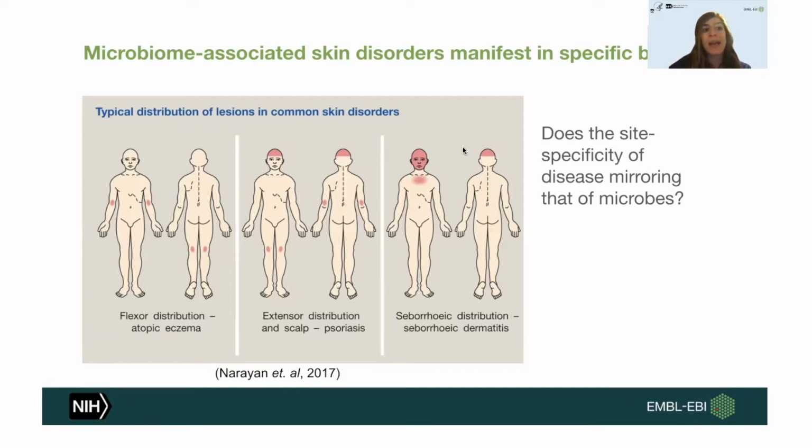We talked about how certain microbes prefer certain body sites. So one could ask whether the site specificity of these microbiome-associated diseases is a consequence of the body site tropism of the disease-causing microbes themselves. To answer this question, we need to know what constitutes the microbial composition of these body sites during health and disease.